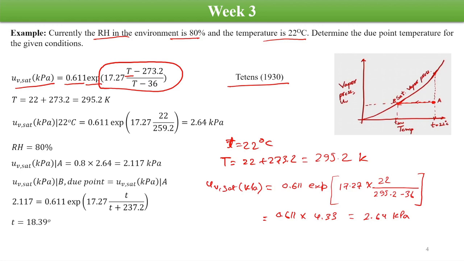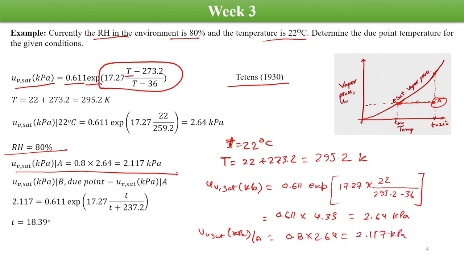But the relative humidity here is 80%, right? So we are not yet at saturation, so we need to determine what the vapor pressure will be at 80% relative humidity. To determine it for 80%, we will just multiply this value at point A by 0.8. That's going to give you 2.117 kPa. So now we know the value of the vapor pressure at 80% relative humidity.